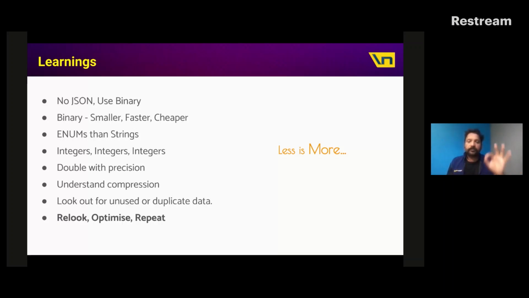Whenever you're using a double, always use it with precision, and understand the compression algorithm that you are using whenever you're trying to compress it. A wrong compression algorithm might bloat up your whole data size. Now, look for unused data or duplicate data and do a constant cleanup. Relook, optimize, and repeat is what is going to reduce your data size. When you look at all of this, we can actually take a leap forward, and we can think about making our application scale to much bigger sizes by taking a smaller data footprint.